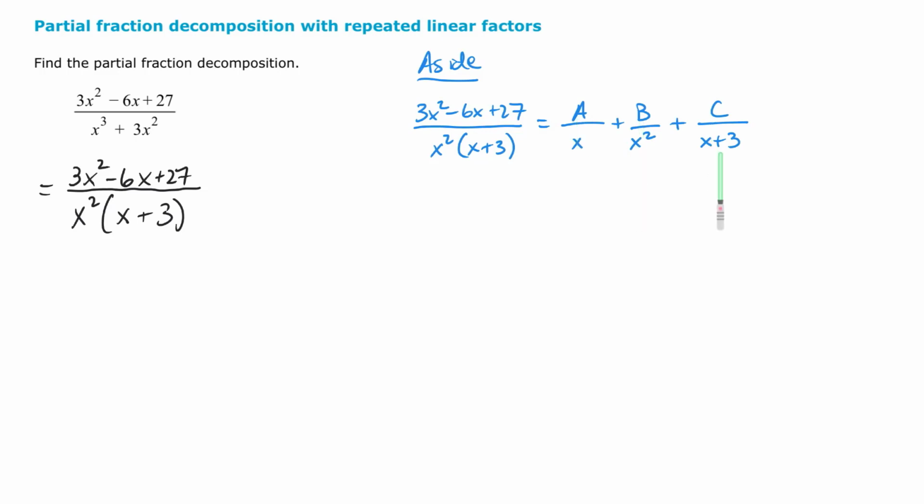Notice these are all linear factors. x is a linear factor, x is a linear factor, and then x plus 3 is a linear factor. Notice I didn't read the x squared. I'm only reading the x as a linear factor.